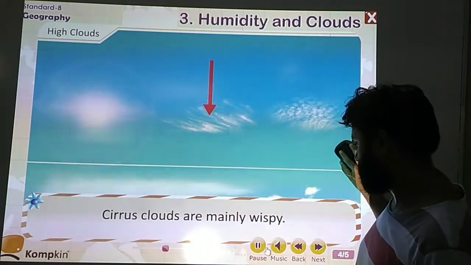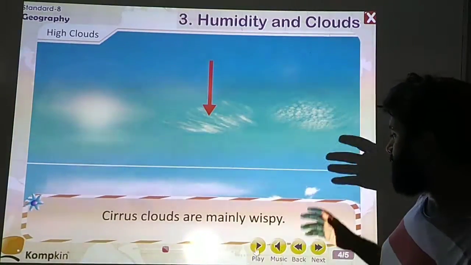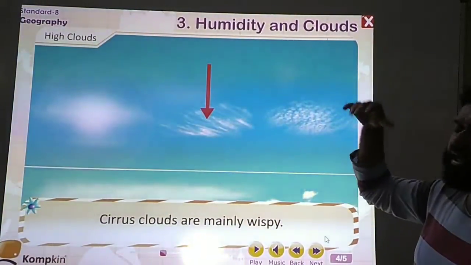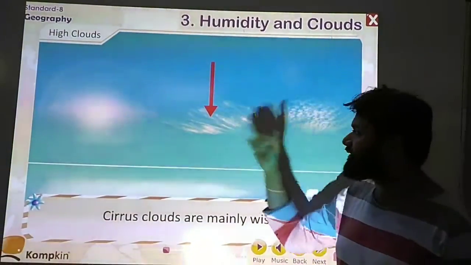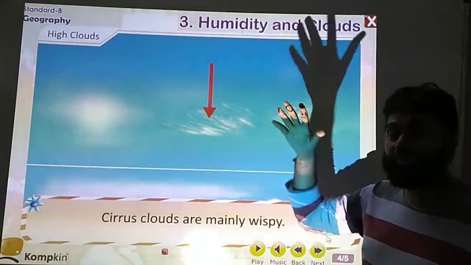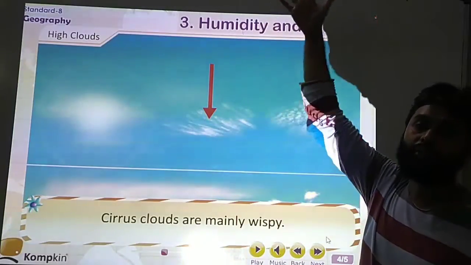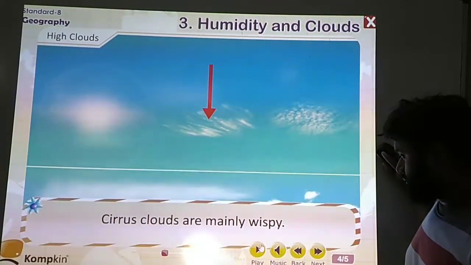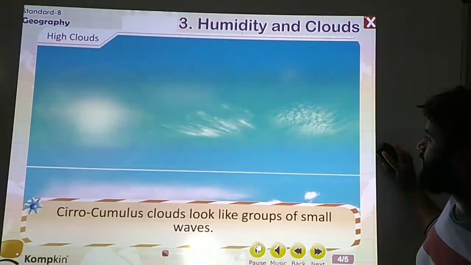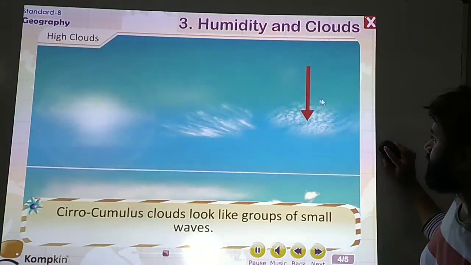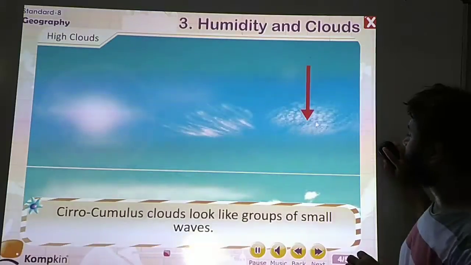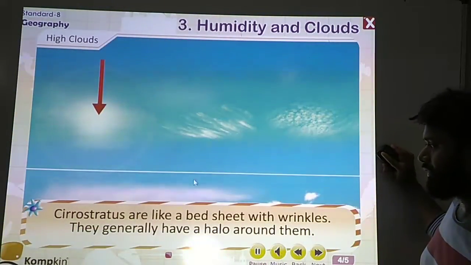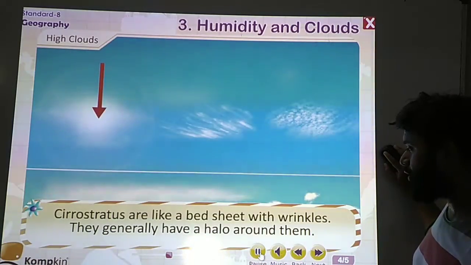So here, the cirrus clouds are mainly this type of cloud you find higher in the atmosphere. This is the cirrus. The height will be around 7,000 to 14,000 meters. And the other is the layer line. This is the cumulus cloud, and this is cirrostratus, bed sheet-like, with a halo in its part.